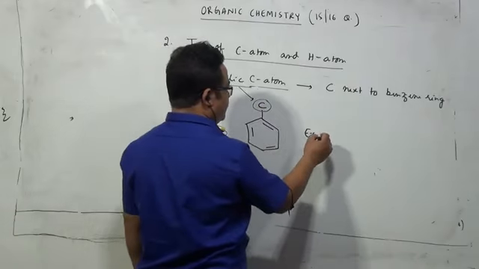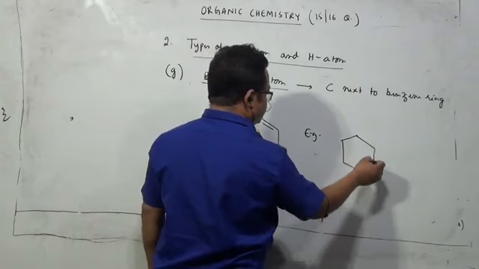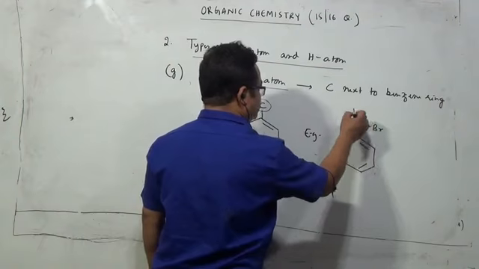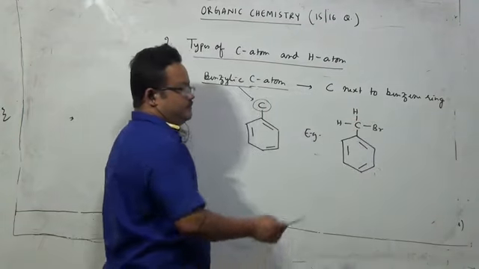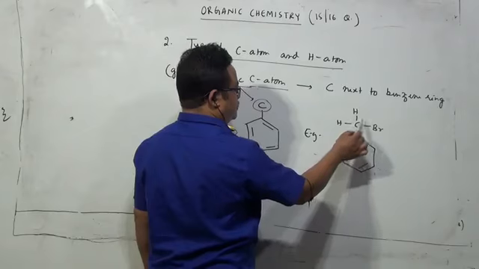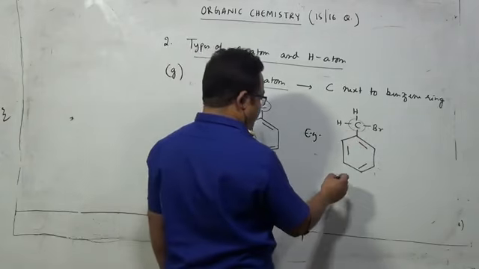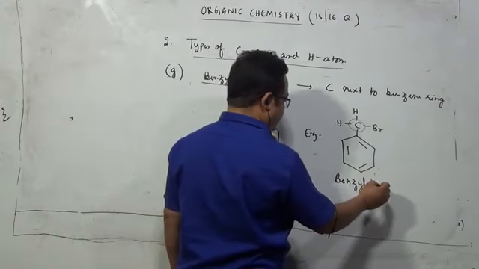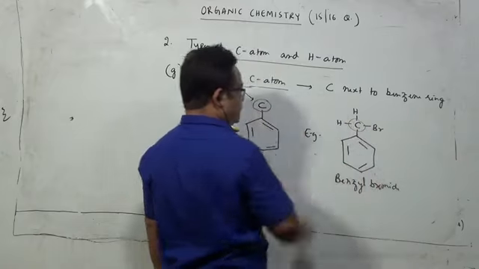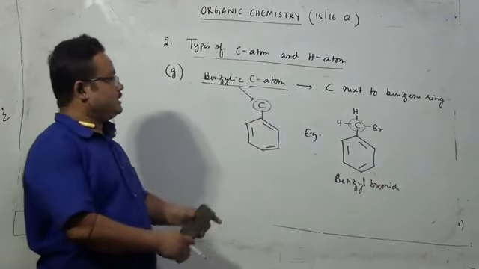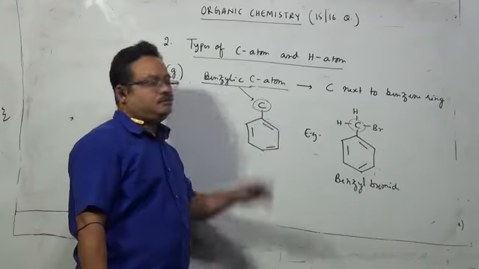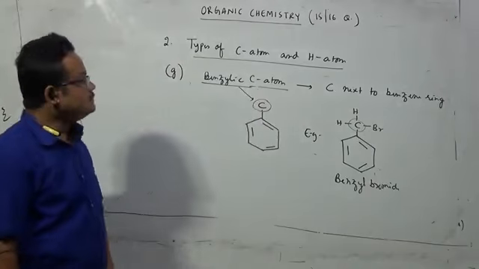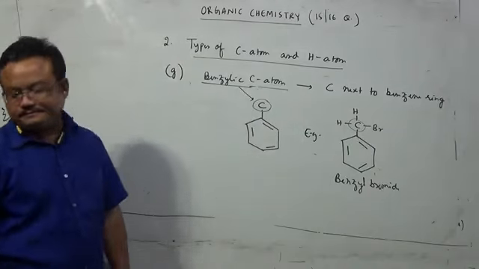So for example, if you write like this, with Br on the carbon attached to the ring, that position is the benzylic position. So the common name is benzyl bromide. Similarly, benzyl alcohol. The benzylic position is the carbon directly attached to the benzene ring.